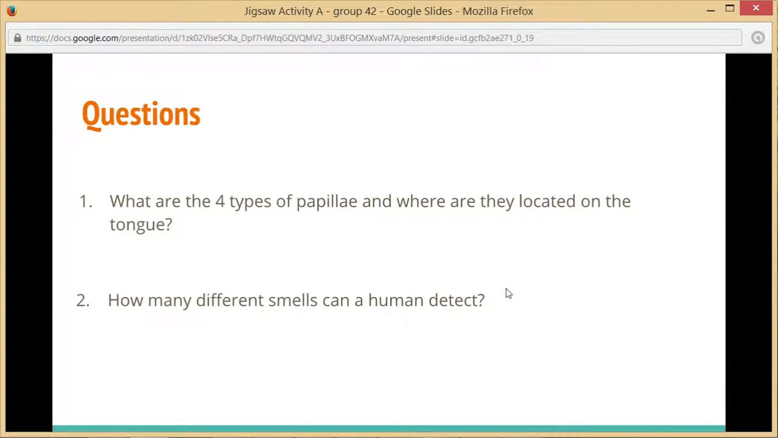To finish off the presentation are two questions, one based on the presentation and the other is more of a fun fact. So question 1 is, what are the 4 types of papillae and where are they located on the tongue? I didn't really talk about the location, so knowing what the 4 types are is more important. And the second question is, how many different smells can a human detect? I will give you a second to think about the possible answers.